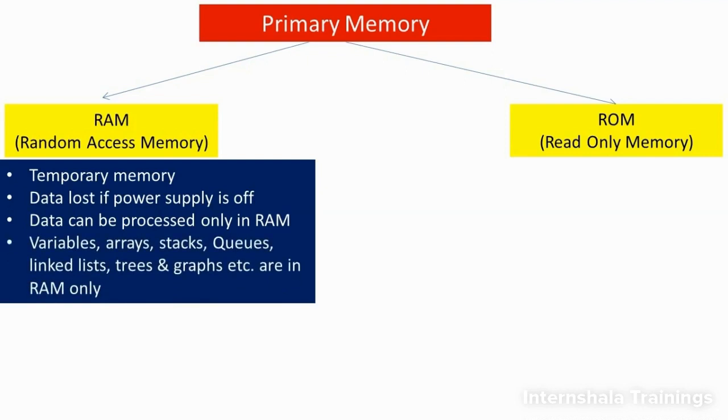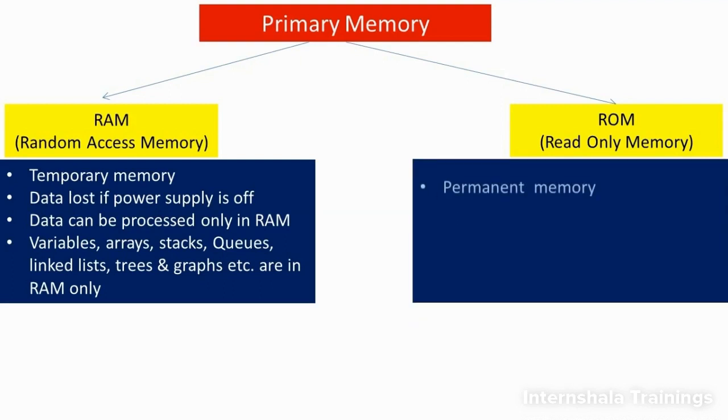Now, in one of the previous lectures, I told you about arrays, stacks, queues, linked lists, trees, graphs, and about variables also. All these data items are stored in RAM only. So variables, arrays, stacks, queues, linked lists, trees, graphs, and many other data structures are stored in RAM only.